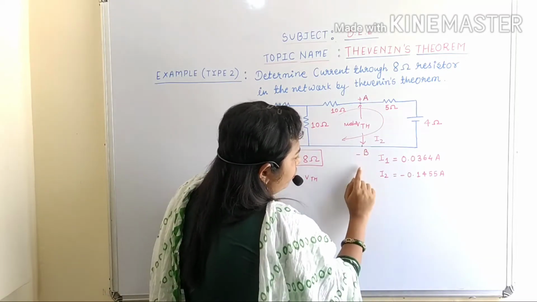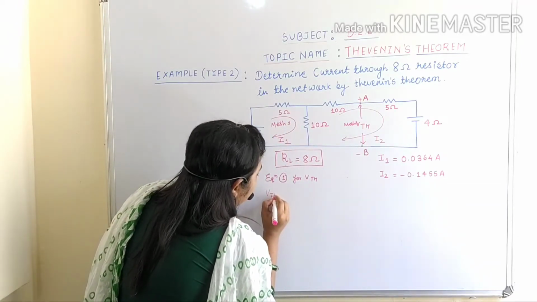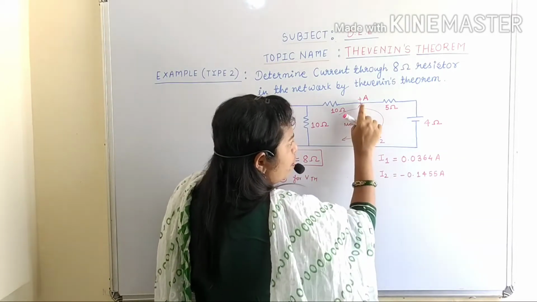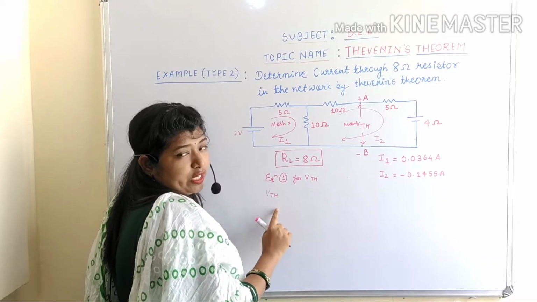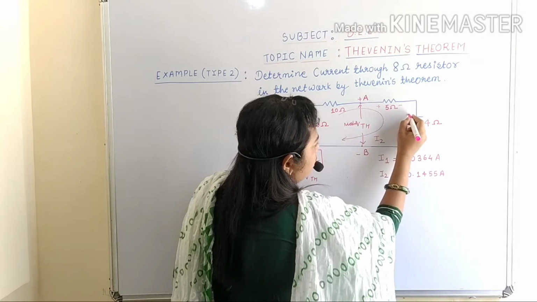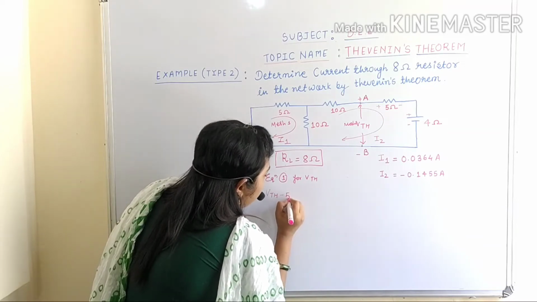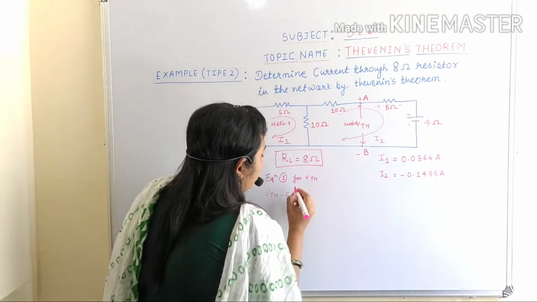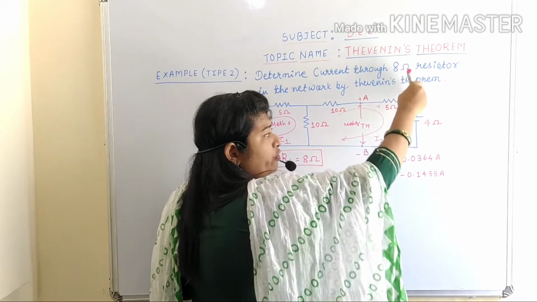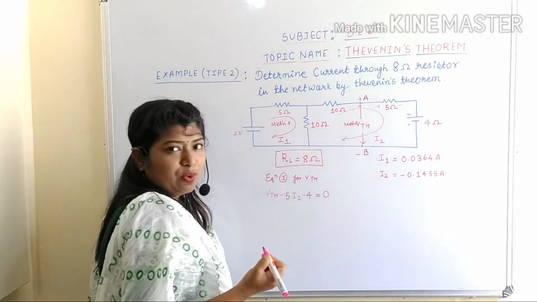potential. If we go from negative potential to positive potential, we have to consider plus VTH. Please pay attention. If we go from negative to positive, we need to consider positive EMF, that is positive VTH in this case. Now this current will flow in this direction. So if we go from positive to negative, how are we going to write it down? Minus 8 I2, the current flowing through this particular path is I2. I hope you have understood this. If we go from positive to negative, the EMF is minus 4 is equal to 0.